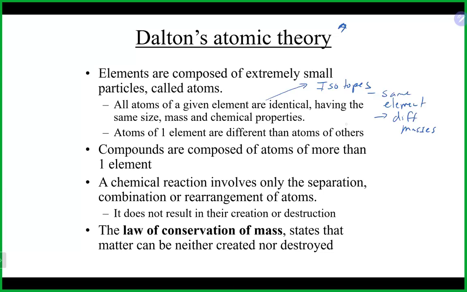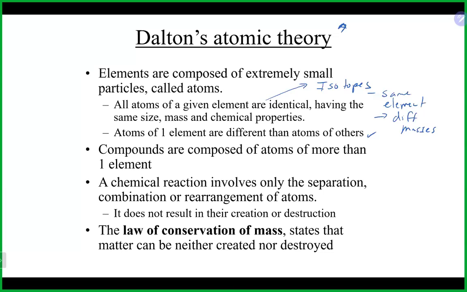This part is all good. The atoms of one element are different than the atoms of another. So if you have an iron atom, it is different than a copper atom, in terms of things like protons, electrons, and neutrons. He also said that compounds are composed of atoms of more than one element. That is true, as we just talked about. That is your basic definition of a compound. You need to have atoms of different elements for it to be considered a compound.